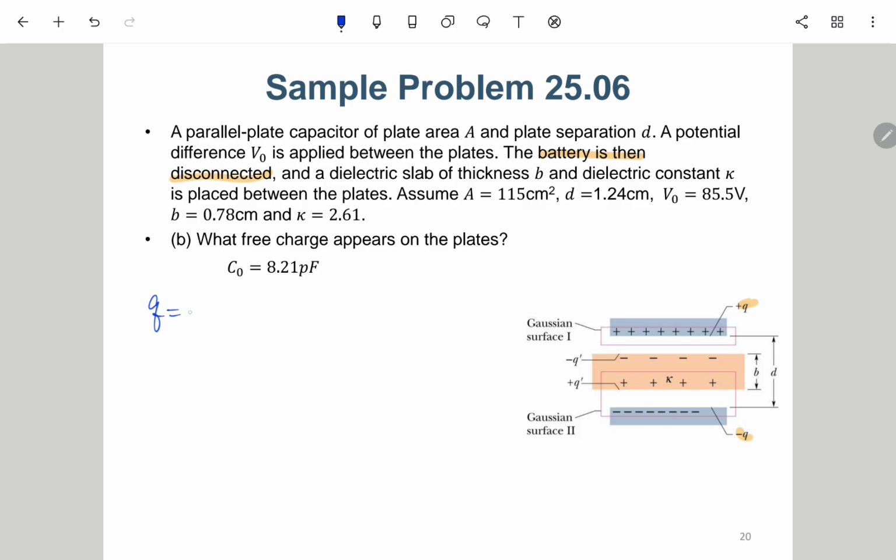Okay, so Q equals C0 times V0, which is 8.21 times 10 to negative 12 times V0, which is 85.5 volt, 88.5 volt. So this is 7.02 times 10 to negative 10 coulomb. Okay, so this is another easy sub-question.